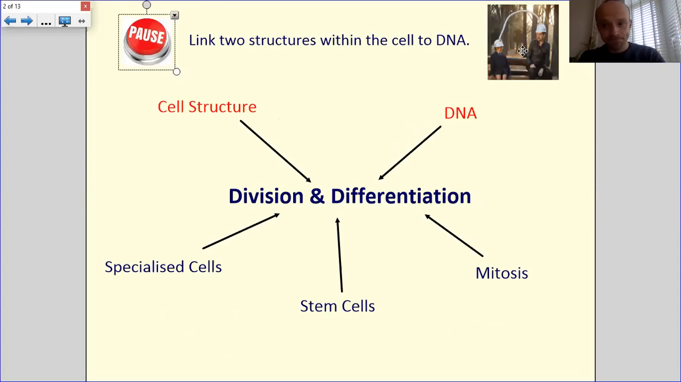So your next task, I'm highlighting now some of the topics from National 5, and I'm wanting you to make connections and show me the links between the 2 topics. So the 2 that I've highlighted here, cell structure and DNA. The task I'm giving you to do just takes a couple of minutes. Link 2 structures found within a cell to DNA, and tell me what the connection is.